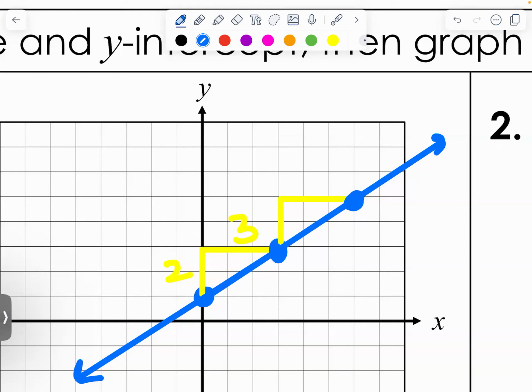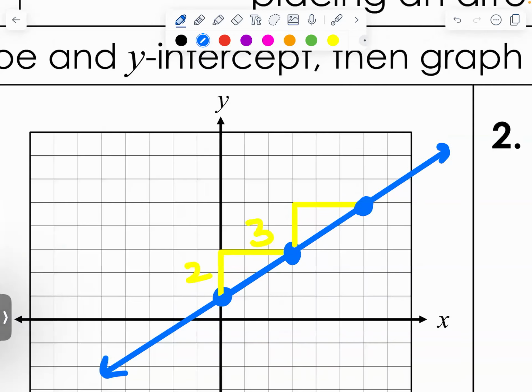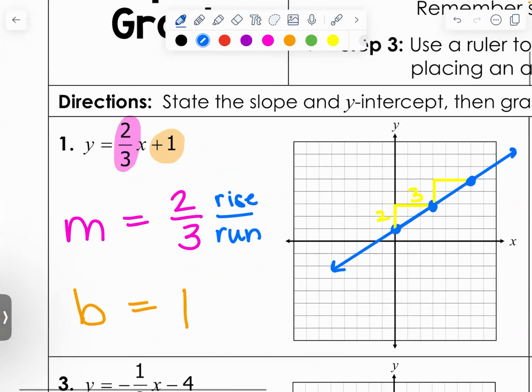Does it make sense that my line is rising? Austin, tell me why you said yes. How do you know it's supposed to? It's a positive slope. And since we have a positive slope, our line better be rising. If we have a negative slope, our line better be falling.